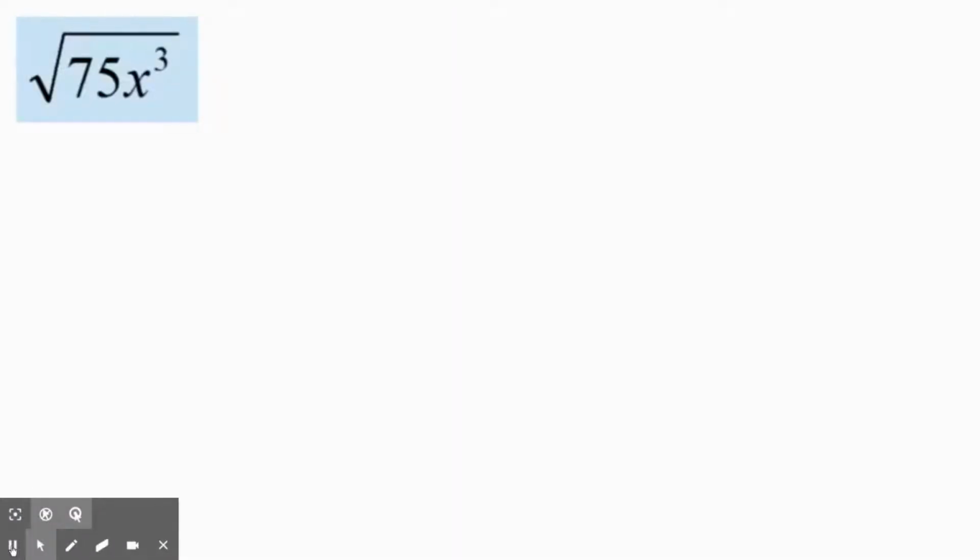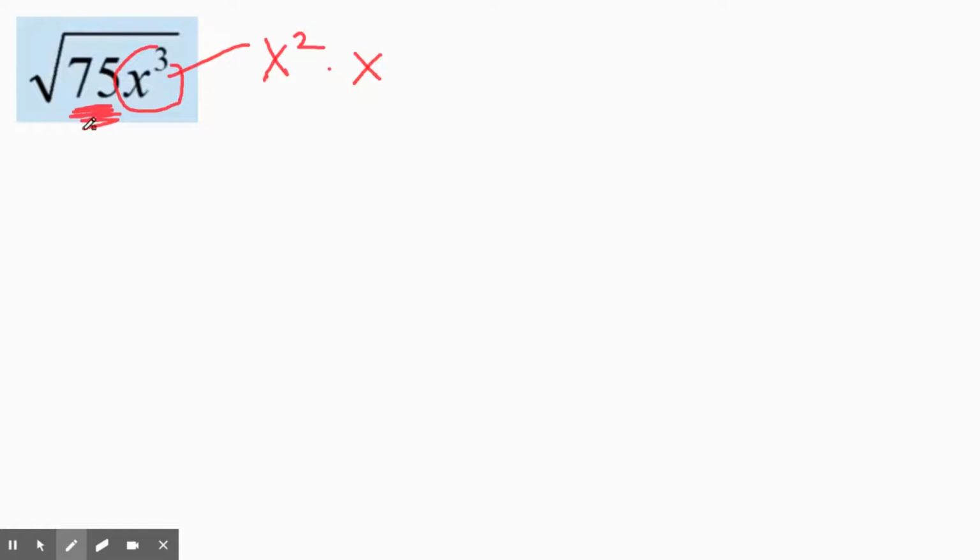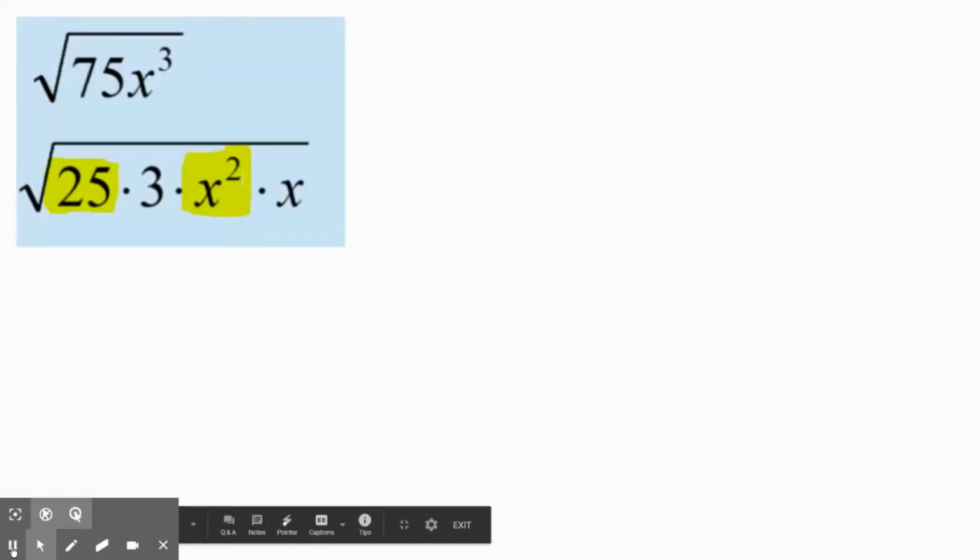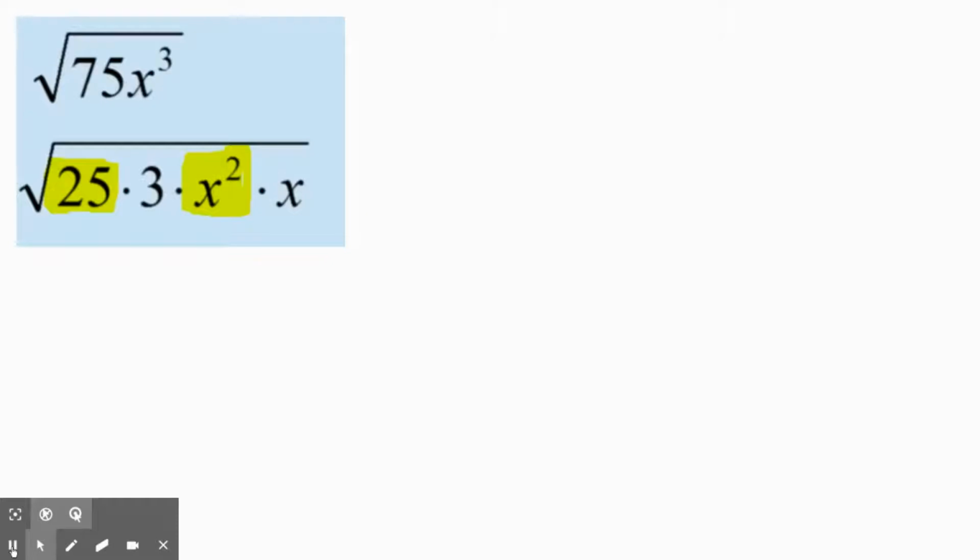How about the square root of 75 times x cubed? When we start introducing variables, I think it's pretty easy if it was maybe x squared, because the square root of x squared would just be x, but this is actually x to the third. So we're going to have to break this apart into maybe x squared, which is a perfect square, and then you're just going to have an x that's left over. Not to mention 75 also has a perfect square in it as well. 75 is really 25 times 3, and of course 25 is a perfect square. And then we have x squared times x.